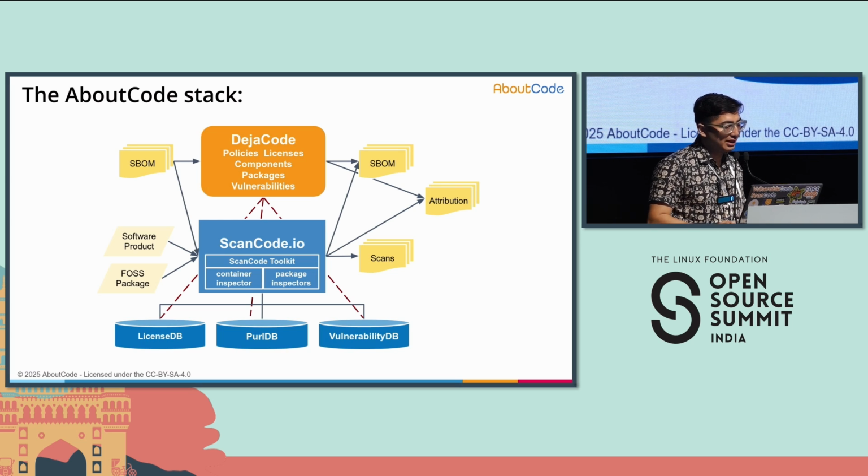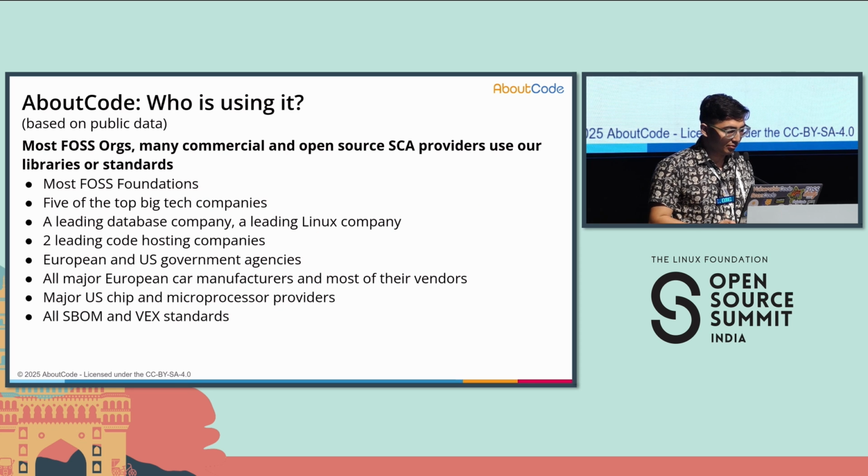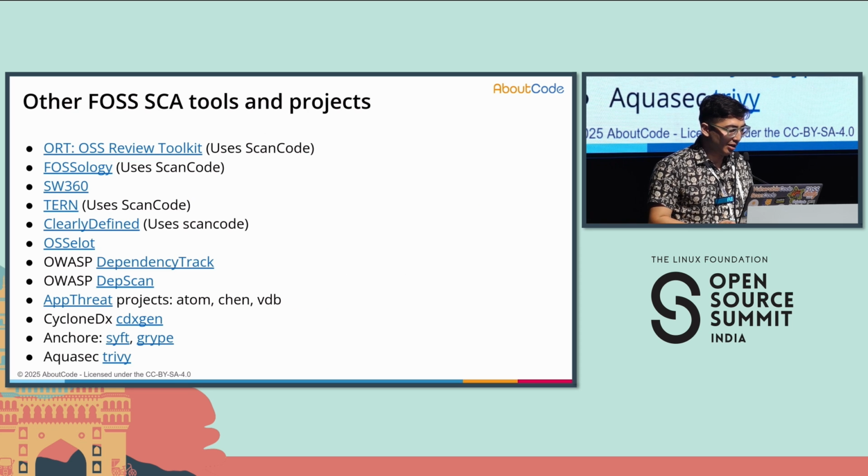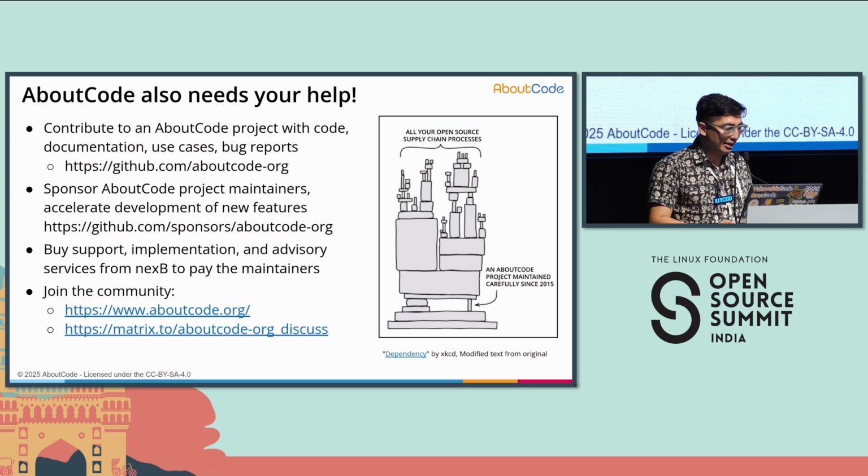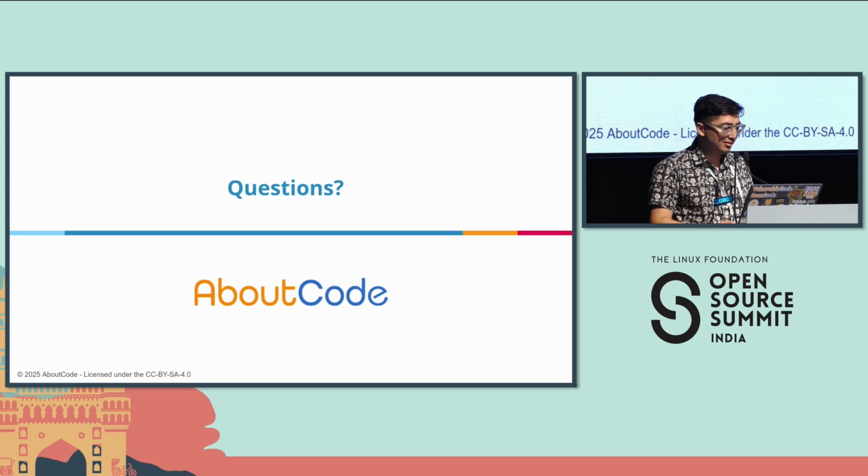This is the AboutCode stack. We have another session after this, and we'll put up the links for that. It has a live demo. But this is the stack. At the base, we have the databases: the license database, Package URL, which has package metadata, and then the vulnerability database, which is for vulnerabilities. Then it goes into ScanCode.io, and then it goes into DejaCode. So who's using it? Other FOSS tools, and yes, we need your help.